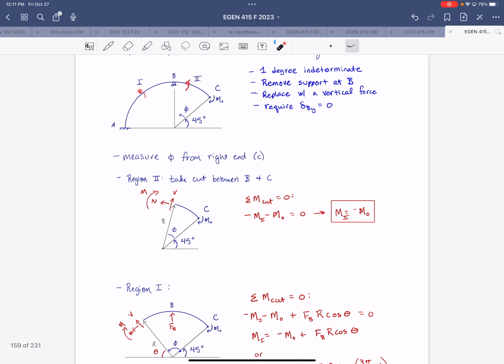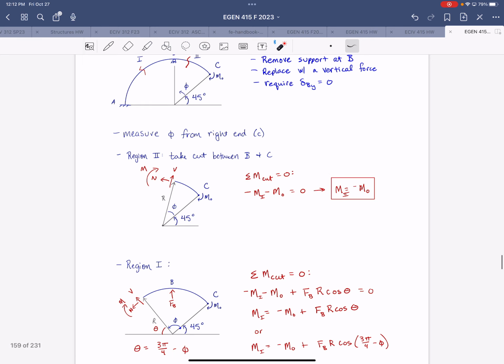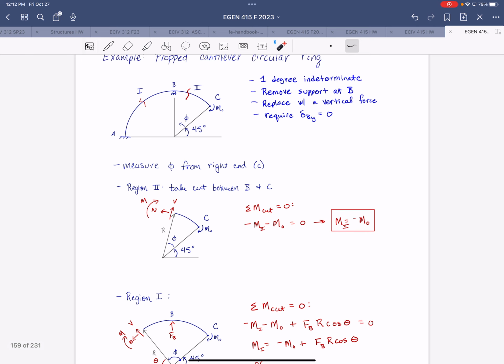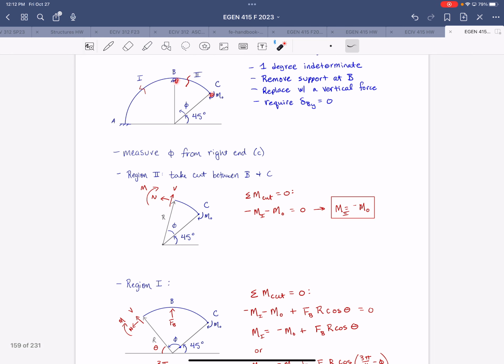We have 2 regions to write moment equations for. I labeled them 1 and 2, and I looked at region 2 first. So summing moments about the cut to determine the equation for the moment in that second region, it's just going to be constant, equal to the applied moment at the free end. So anywhere between B and C, the internal moment is equal to negative M naught.